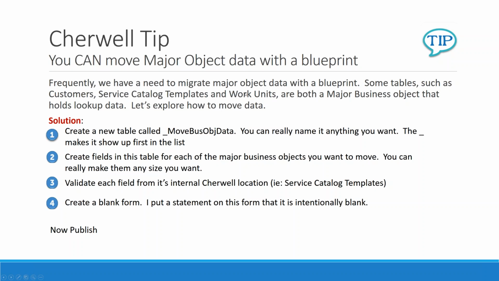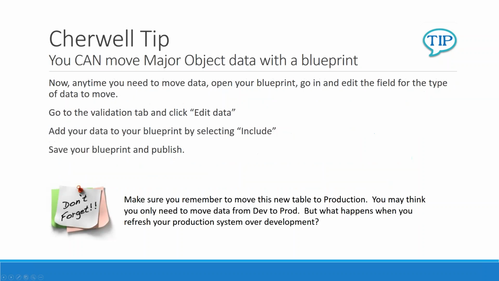Secondly, you create fields in this table for each of your major business objects, like customer, service catalog templates, work units, anything you want. Then you validate each of those fields from their internal Cherwell location, like service catalog templates. Then I create a blank form and put a statement on the form that it's intentionally left blank. Now I can move data with that table.